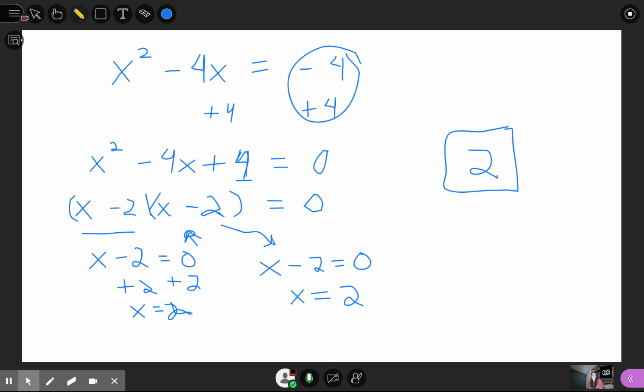So it's very, very important that you listen to the directions on these problems. If it just says factor, you're stopping here at this step. If it says solve, you go all the way, get 0 on one side, set each factor equal to 0, and solve each equation, and you're getting something for x. And so that's the difference between factoring and solve.